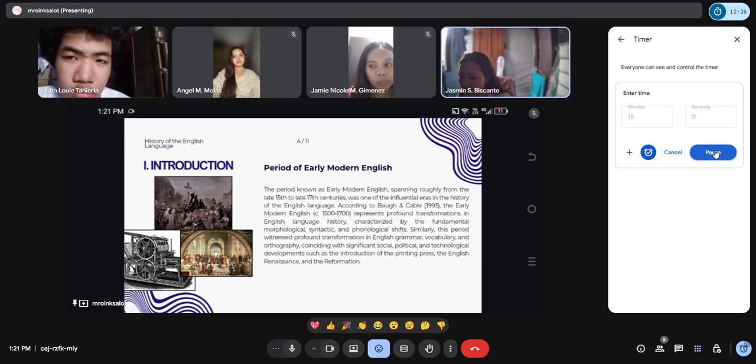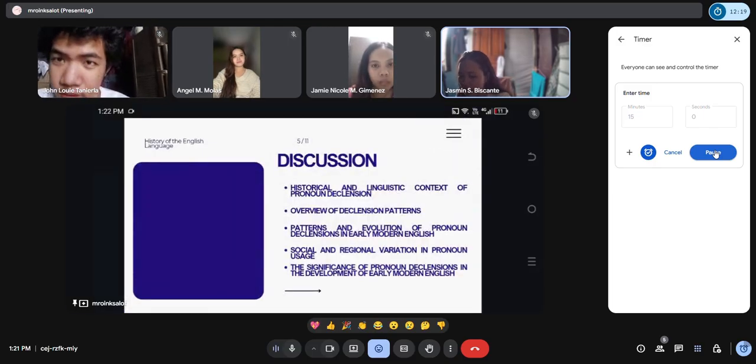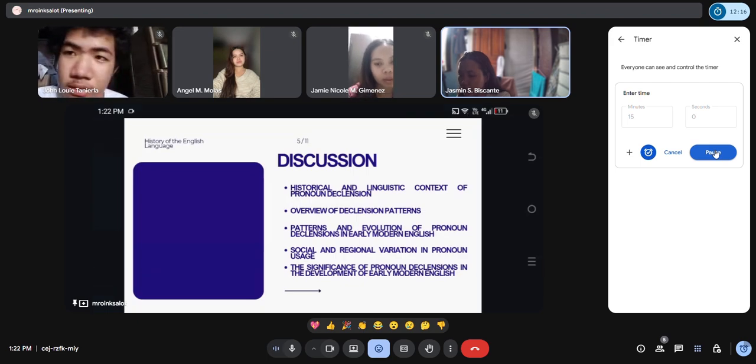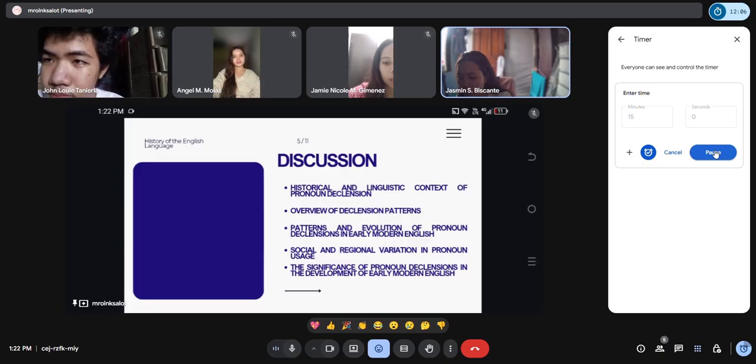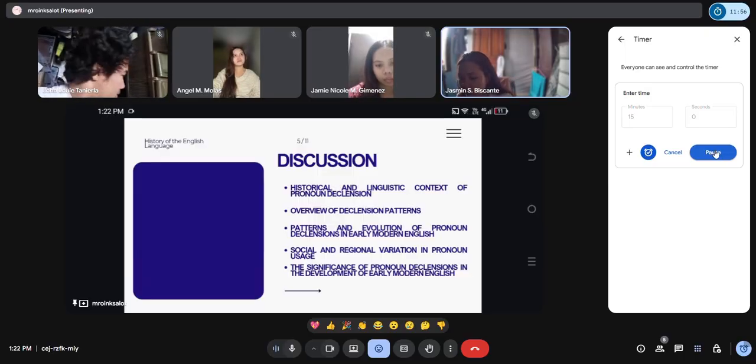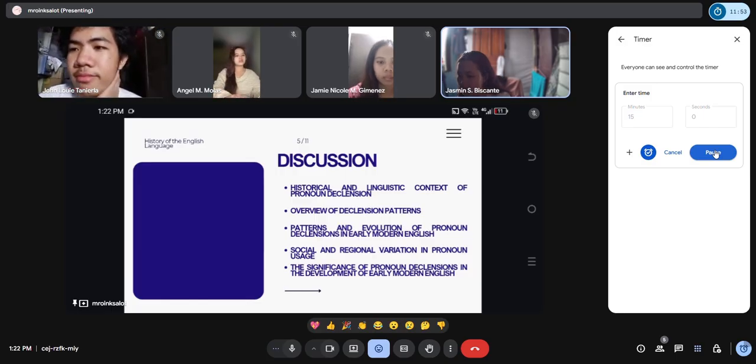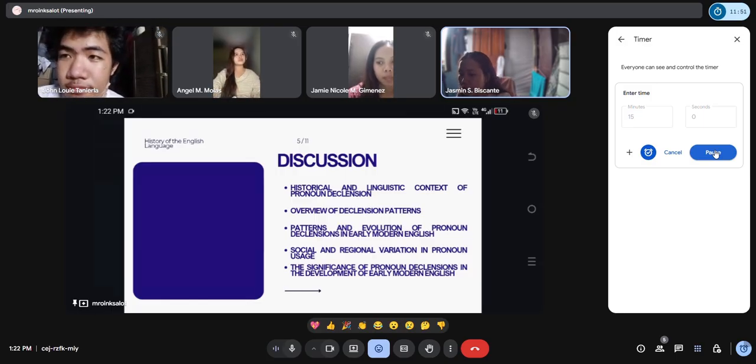Now, we will proceed to the main discussion. Next slide, please. And we will start by exploring the historical linguistic context of pronoun declension. Next, we will provide an overview of declension patterns before moving on to examine the patterns and evolution of pronoun declensions in early modern English. Following that, we will look into the social and regional variation in pronoun usage. And finally, we will discuss the significance of pronoun declensions in the development of early modern English. Let's begin with the historical and linguistic context.